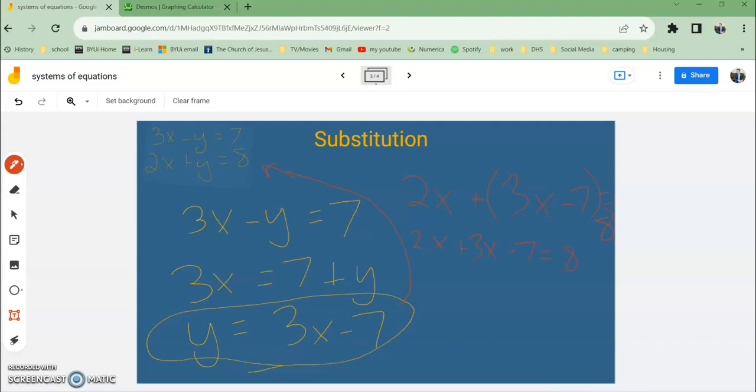So now let's solve for x. We can combine those x's together: 5x minus 7 equals 8. Add 7 on both sides, so 5x equals 7 plus 8. That's 15. In this case, x will equal 3, because you divide by 5 on both sides.